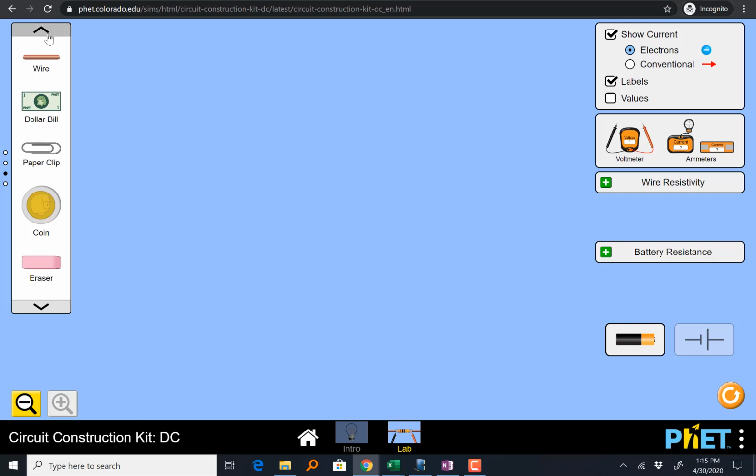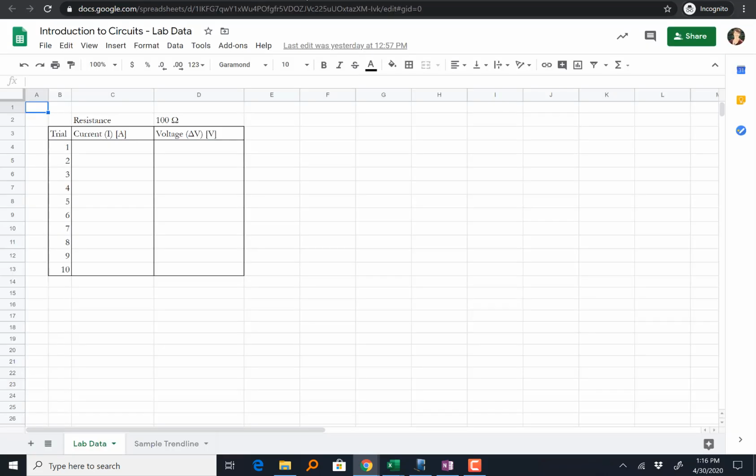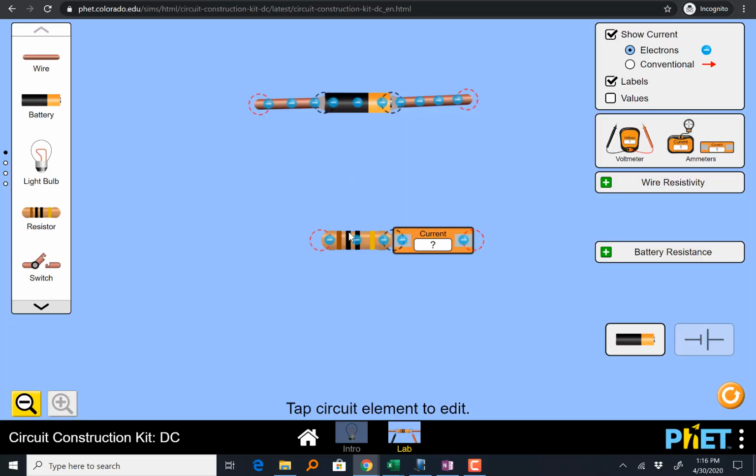Okay, so for this lab, I'm just going to construct a simple circuit where I've got a battery, a resistor, and I'm going to connect these together with wire with an ammeter so that I can see what the current is. Right, and then we're going to collect data on this. What is the current that we're reading for the different voltages coming out of the battery, and we're going to set the resistance to be 100 ohms. All right, so we'll do that first.